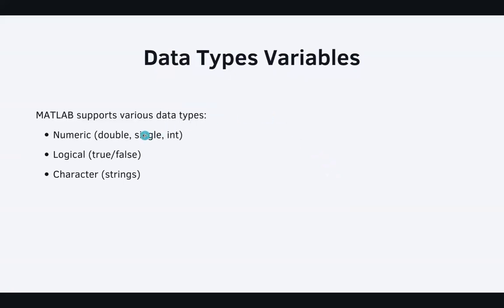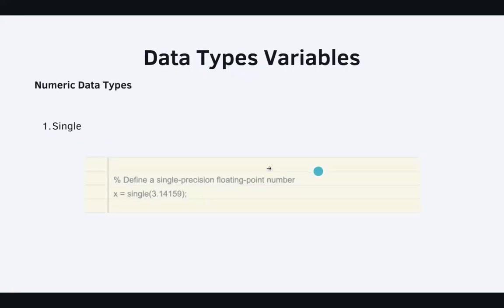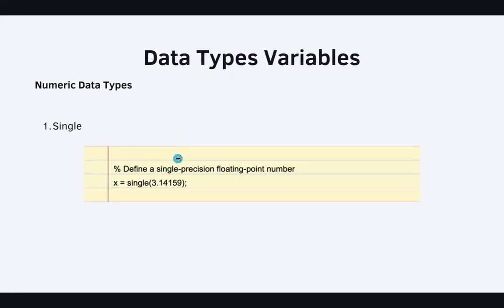Data types variable. We have three main parts of data types variable: the numeric, the logical, and the character. A single numeric data type represents single precision floating point numbers in MATLAB, using less memory than double but with lower precision. As you can see in the example below, x is assigned to 3.1415 or pi.